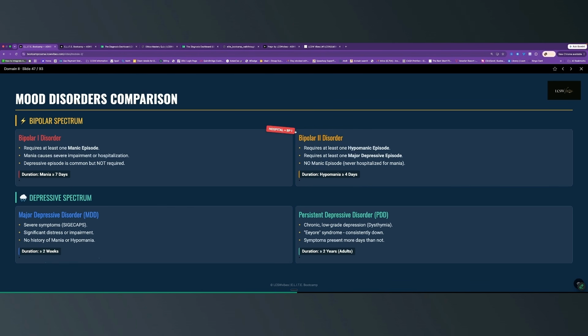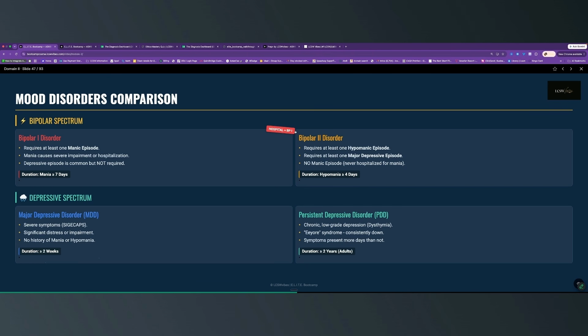All right, depressive spectrum. You have the major depressive disorder. That is pretty much someone having significant distress or impairment. Not seeing the mania and the hypomanic there, but for at least 2 weeks, this person is just having severe depressed symptoms. So that means the person is isolating. They're losing weight. They're losing interest in doing the things they once liked. All those types of things are the symptoms that we're looking at.